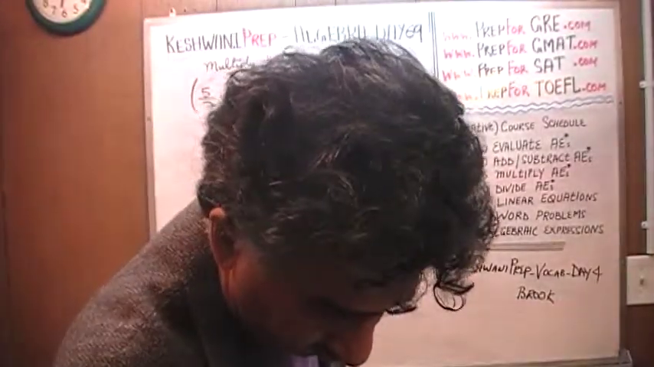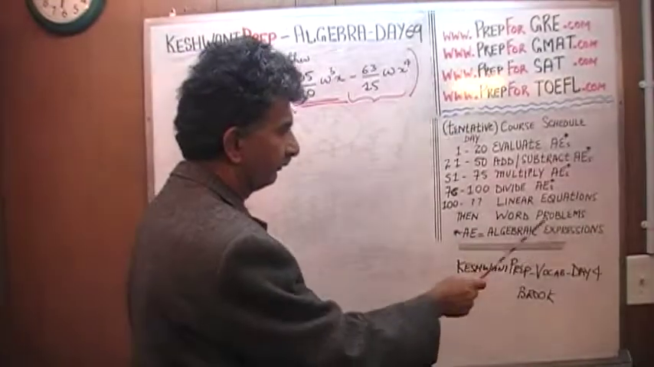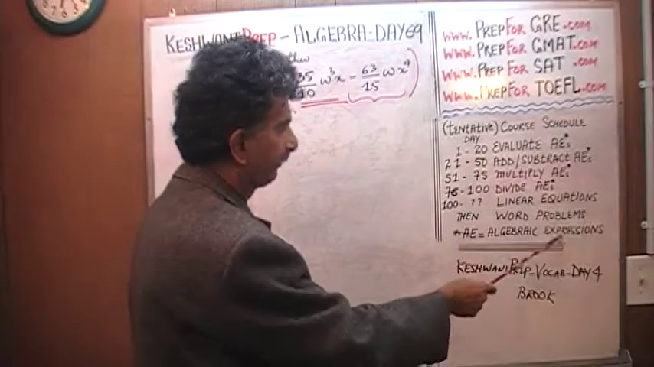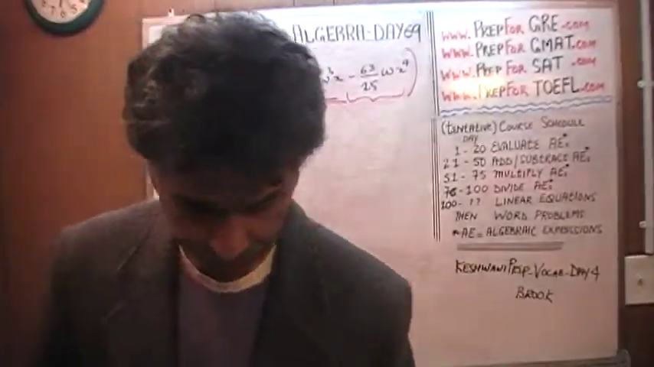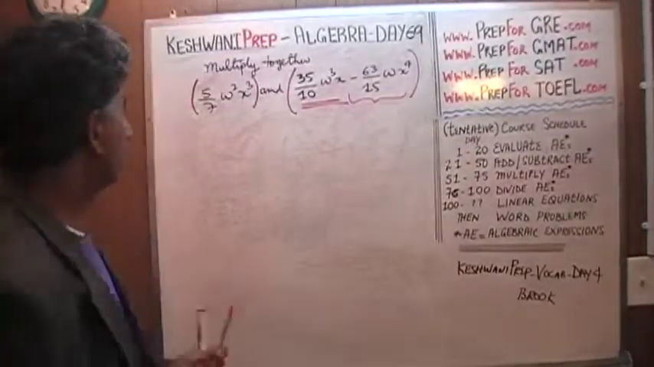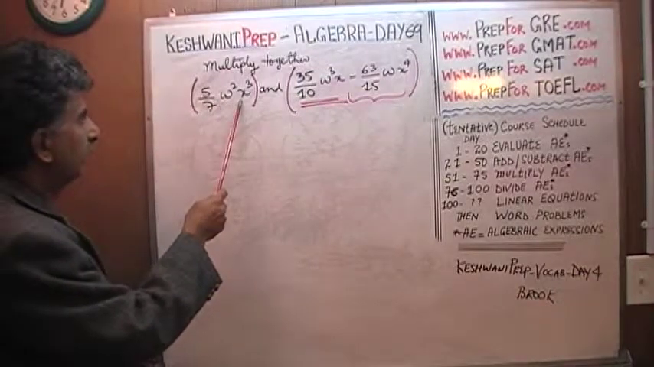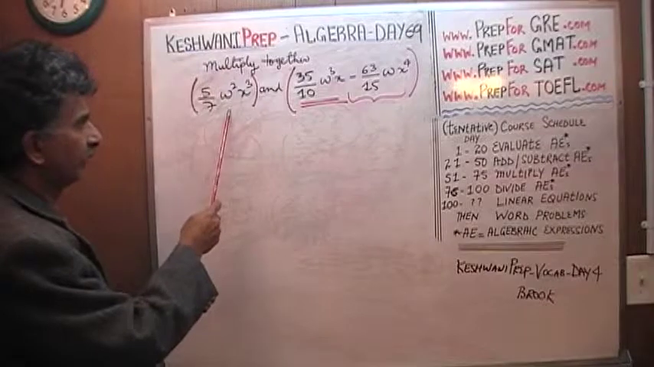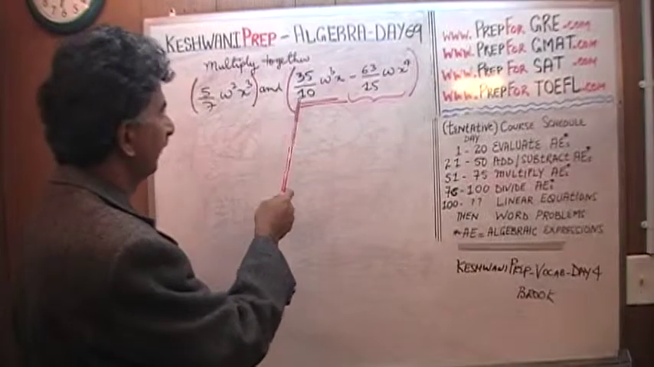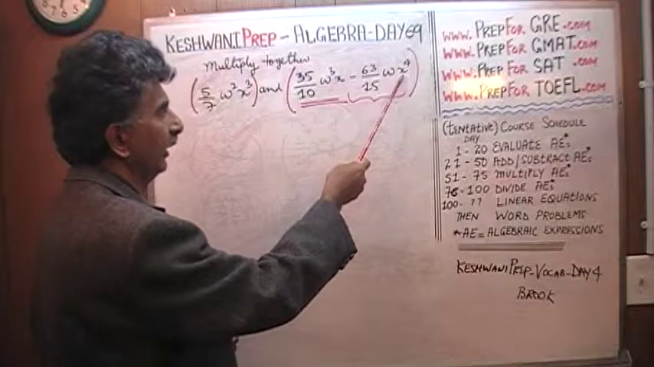We are in the process of learning how to multiply algebraic expressions. Day 51 through 75, we are learning how to multiply algebraic expressions. Today is day number 69. We are given two expressions right here. The problem is already on the blackboard. The first expression is 5/7 w squared x cubed. We are asked to multiply that expression, which only contains one term, with this one: 35 over 10 w cubed x minus 63 over 15 w x to the fourth.